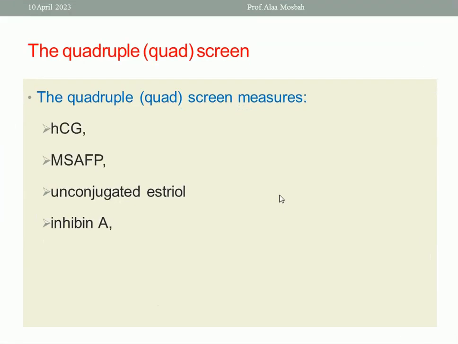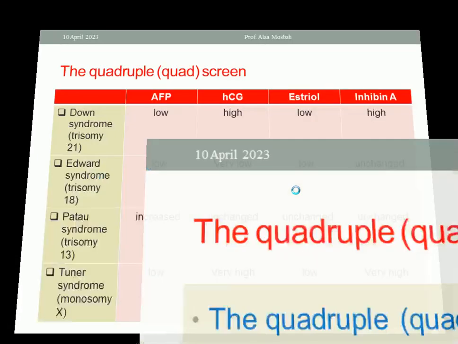Quadruple screen, which is the most important right now and the most commonly used these days. This is a quadruple screen. You can say also quad screen. Okay? What is the component of this screen? We measure HCG, maternal serum alpha fetoprotein, unconjugated estriol, and the inhibin A. Okay? And this is a more sensitive and more specific one than the previous tests in second trimester.